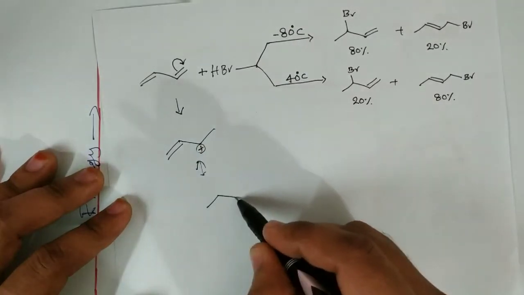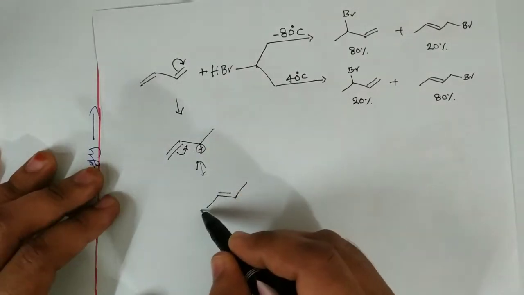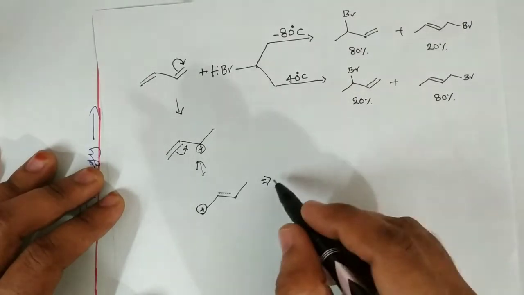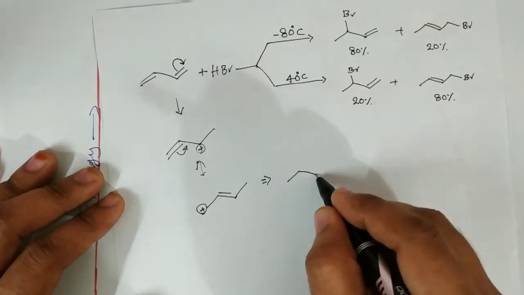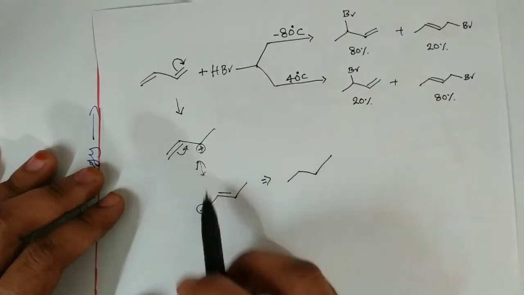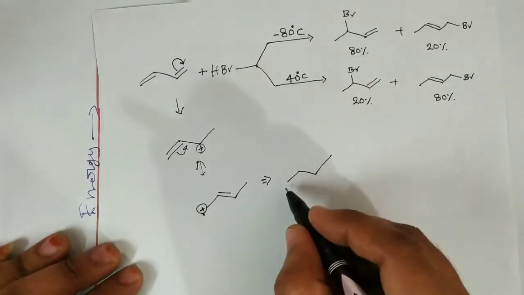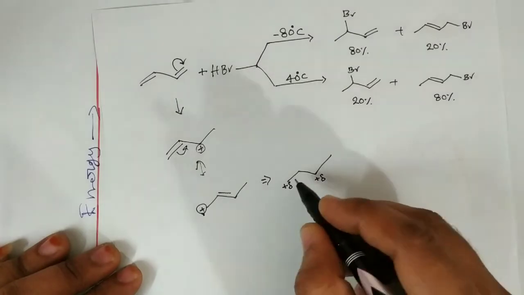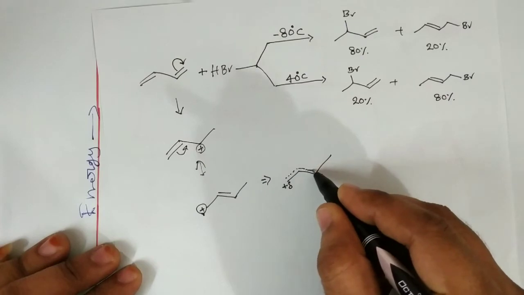This secondary allyl carbocation is involved in resonance. So this is the resonating structure, and finally the resonance form is like this. Here the double bond shifts, and this carbon carries a positive charge and this carbon carries a positive charge. So in this case the positive charge is dispersed over two carbon atoms. This is a resonance hybrid.